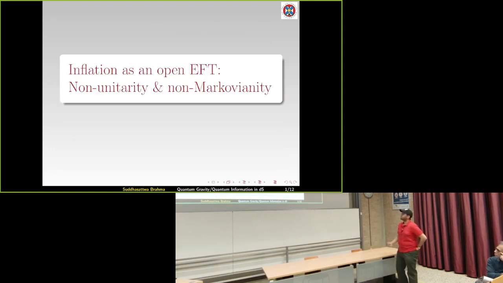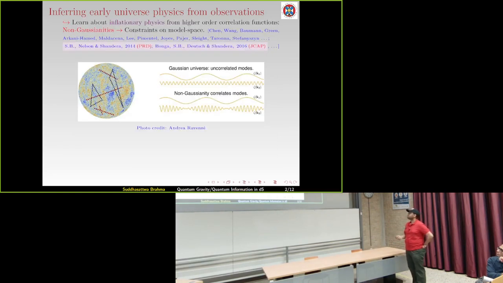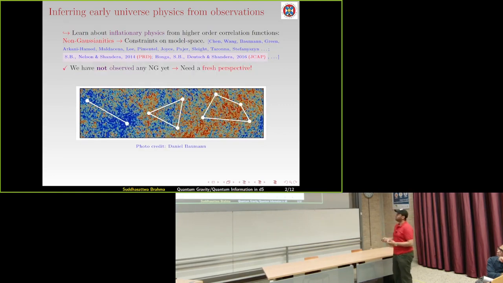All right, so the first part, which has to deal with inflation as an open EFT. Just for pretty pictures, I'm looking at cosmic inflation, this very early part of the evolution of the cosmos. The general idea I think all of us are familiar with is that we thought we would look at higher n-point functions and non-Gaussianities, and they would tell us about the physics of the very early universe. Only one problem: we have not observed any yet, so perhaps we need a little bit of a fresh perspective.